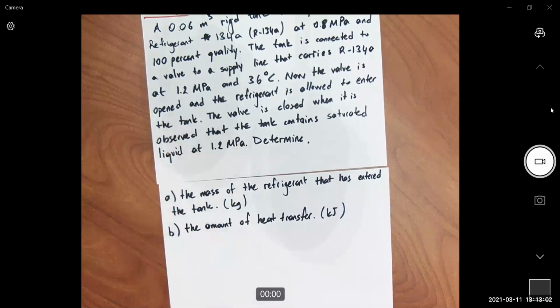Okay. I will give you a minute to draw a schematic. It's only a schematic. What do you understand from the problem? Please, everyone, try to draw the schematic, and I will show you. You can compare it by yourself.